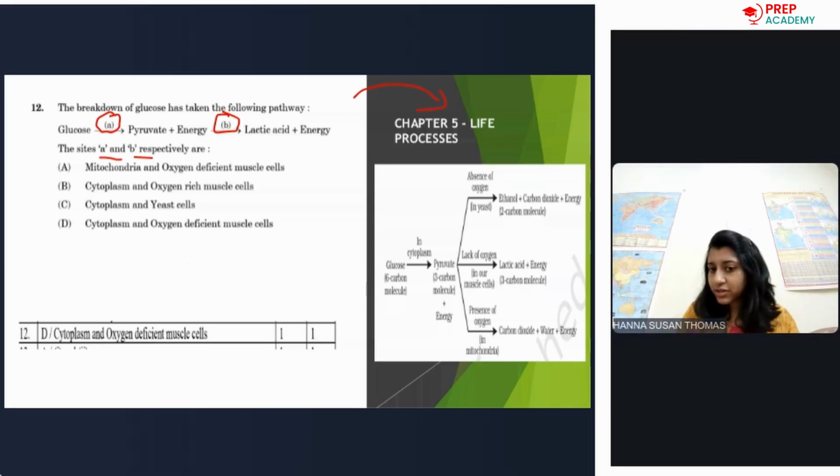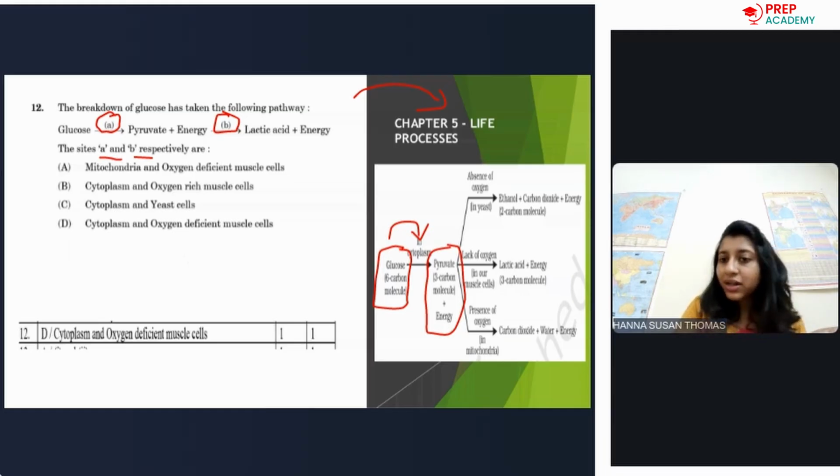Chapter 5, life processes. Here also there is a flow chart given in your textbook where you can see glucose in cytoplasm will convert into pyruvate and energy, right? So site A will be what? Cytoplasm. So inside cytoplasm, conversion of glucose into pyruvate and energy takes place. As you can see, option A consists of mitochondria, so it's indeed the wrong option.